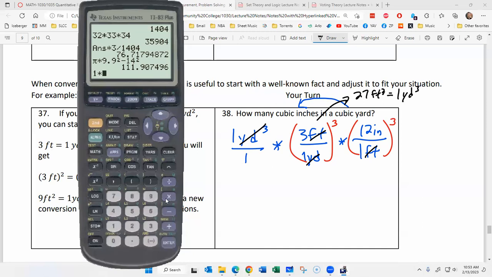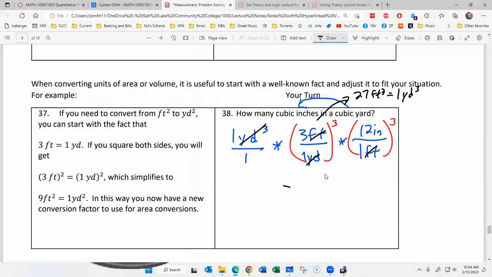1 times parenthesis 3 divided by 1 cubed times parenthesis 12 divided by 1. I didn't need the divide by ones, but I'm typing it in. There it is. 46656 cubic inches.